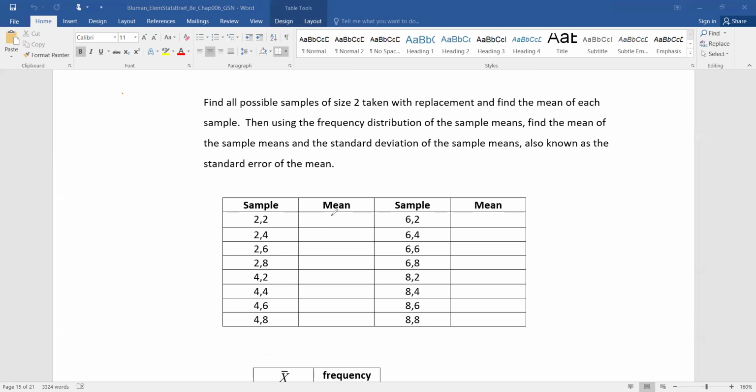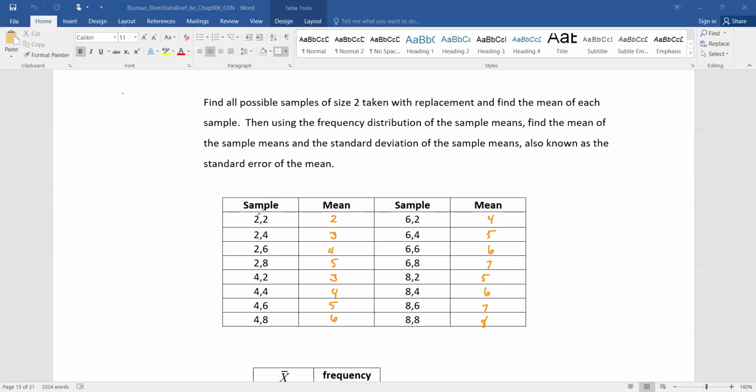So we got 2, 2. Mean of that would be 2. 2, 4, which is 3. 2, 6, which is 4. 2, 8, which is 5. 4, 2 would be 3. 4, 4 is 4. 4, 6 is 5. 4, 8 is 6. 6, 2 would be 4. 6, 4 would be 5. 6, 6 is 6. 6, 8 is 7. 8, 2 is 5. 8, 4 would be 6. 8, 6 would be 7, and 8, 8 would be 8. So those are the averages.